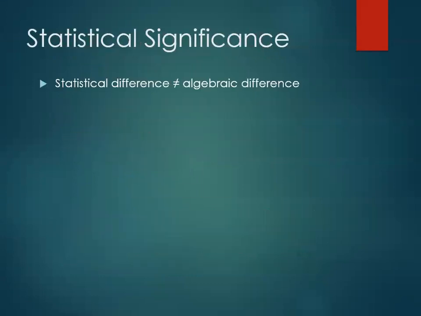The first big thing that we need to keep in mind, in terms of terminology when we talk about statistical testing, is this idea of statistical significance. You've probably heard the phrase that something is statistically significantly different, or there is a statistically significant relationship between these two things. Importantly, a statistical difference is not the same as an algebraic difference. Algebraic is just another word for math.